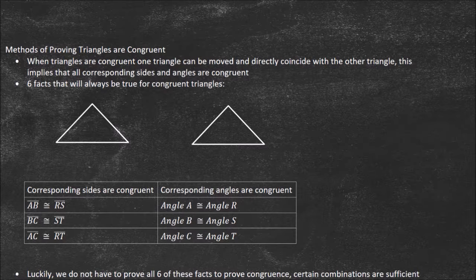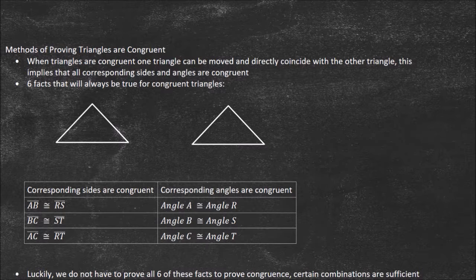So again, I want to go back to the basis of congruence. When triangles are congruent, it means one triangle can be moved directly to coincide with the other triangle. This implies that all corresponding sides and angles are congruent. So when it says corresponding sides and angles, we're going to talk about that again really quickly.